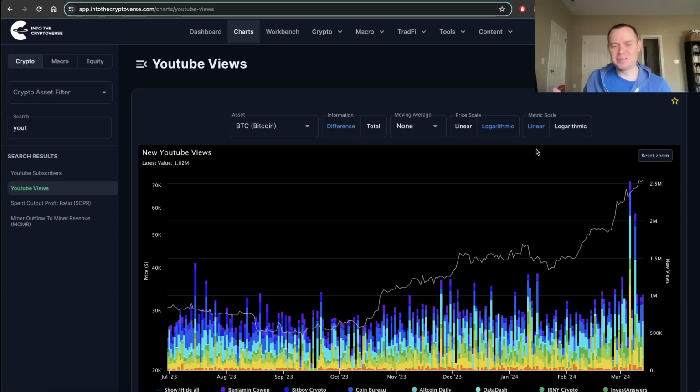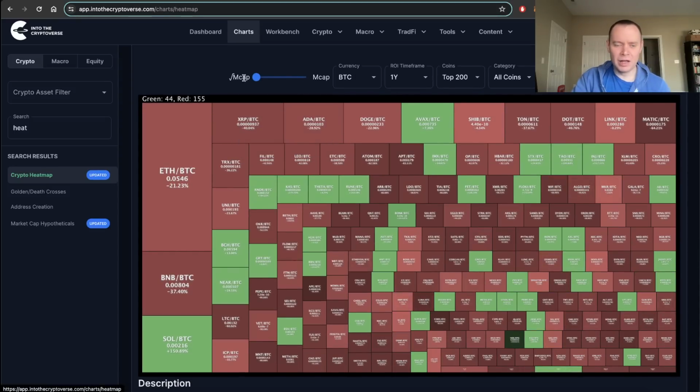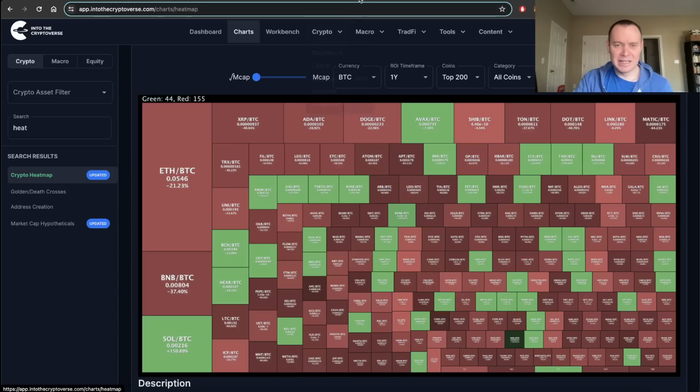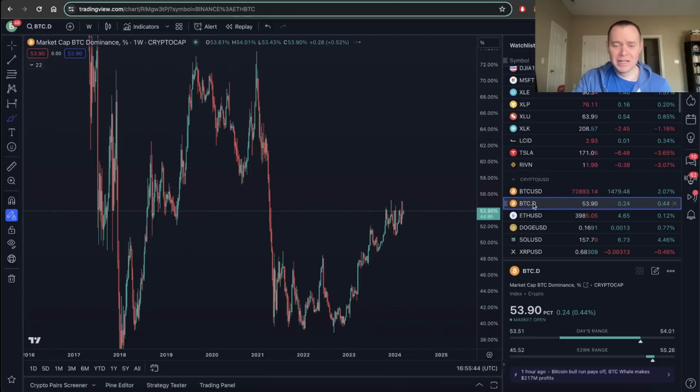If monetary policy were different, then when you look at a heat map, you might expect a lot of altcoins to outperform Bitcoin, especially after a Bitcoin parabolic rally to new all-time highs. But again, we're still not seeing that. Now, some people might say, well, you haven't seen it just because it hasn't happened yet, and it's just around the corner. But I continue to look at what Bitcoin USD is doing and Bitcoin dominance.